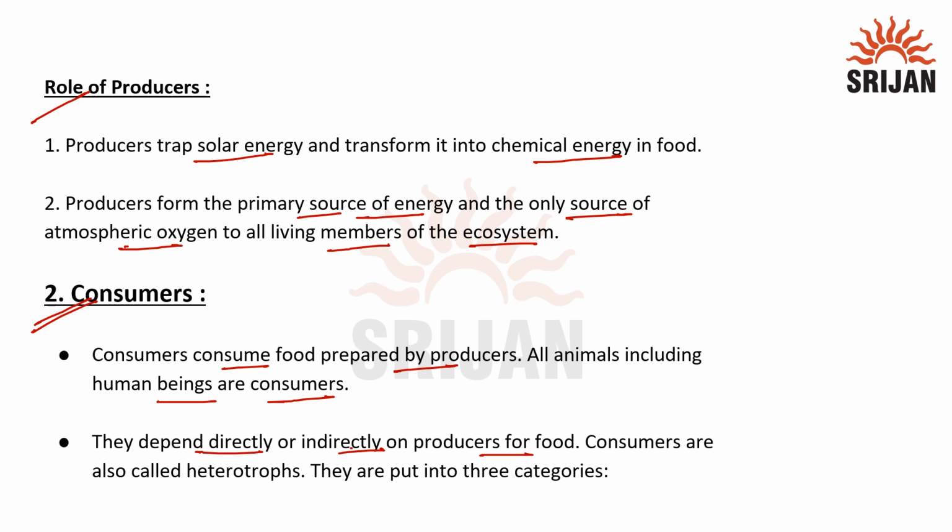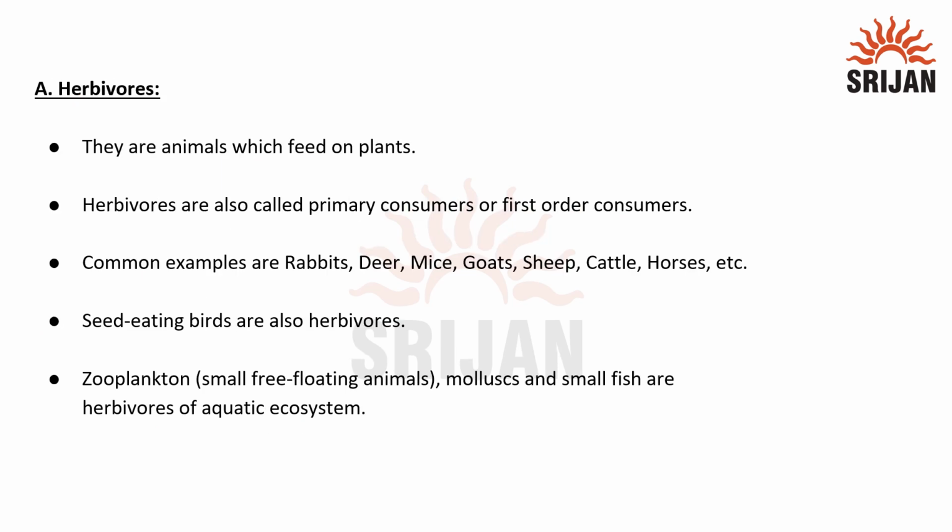Consumers are also called heterotrophs and they are again categorized into three types. The first type of consumer is called a herbivore, and herbivores are the animals which feed on plants. They are also called the primary consumers or the first order consumers. Examples of animals which feed on plants are rabbits, deer, mice, goats, sheep, cattle, horses. So all these would be categorized as herbivores.